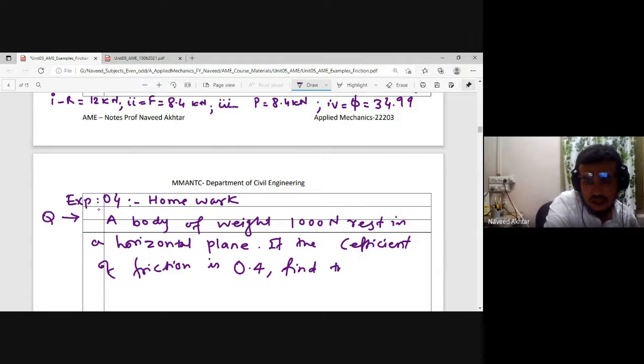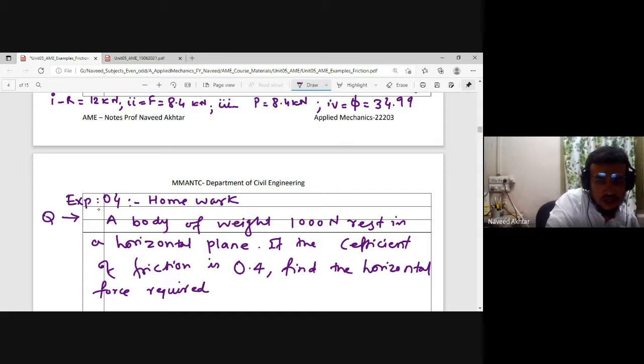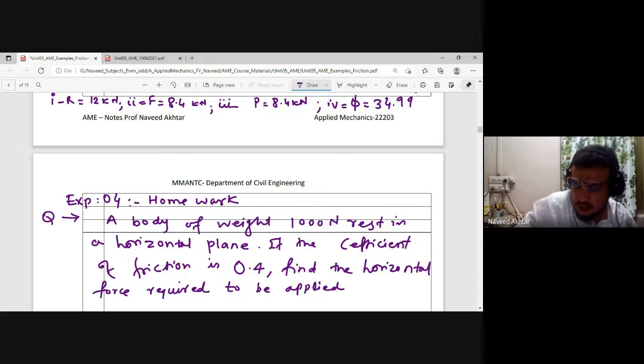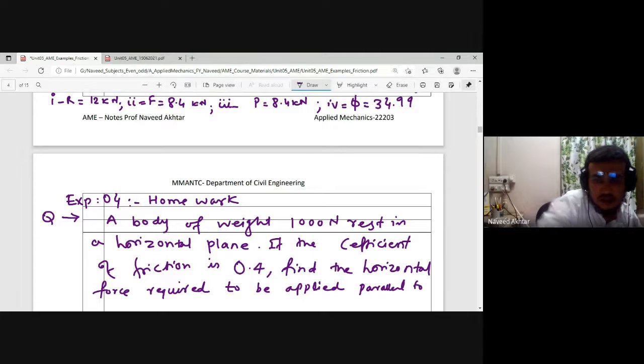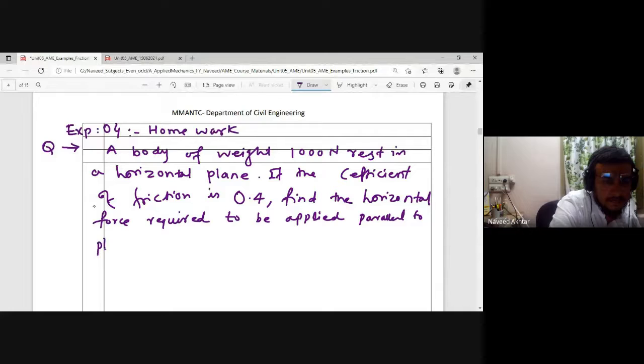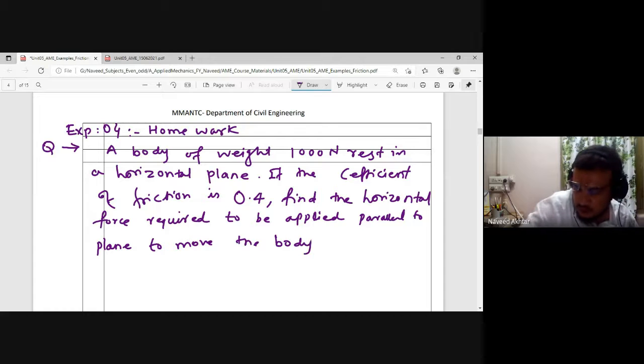Find the horizontal force required to be applied parallel to the plane to move the body.